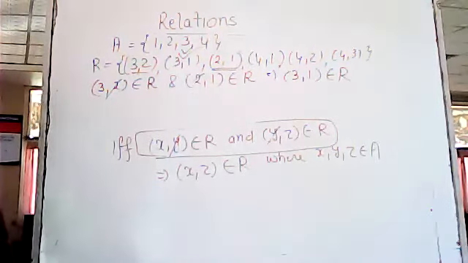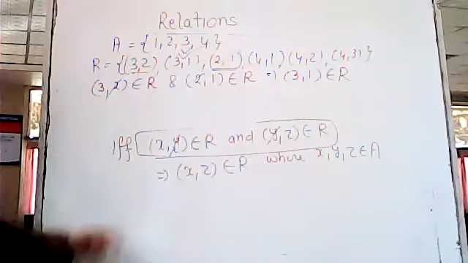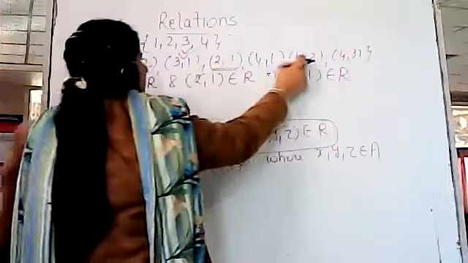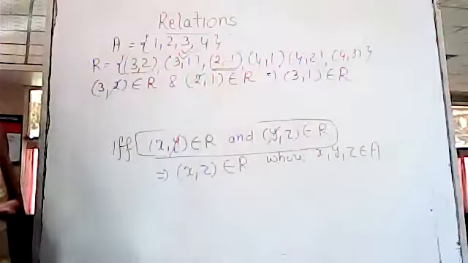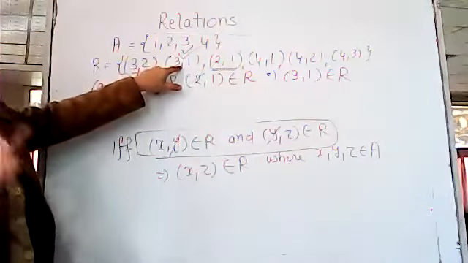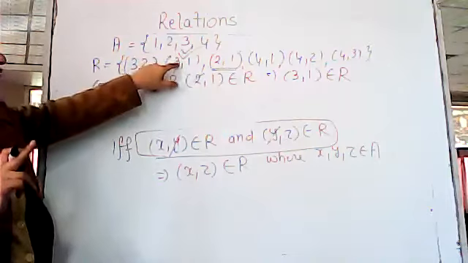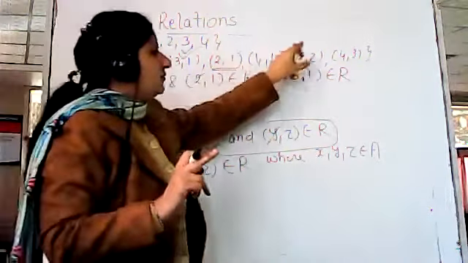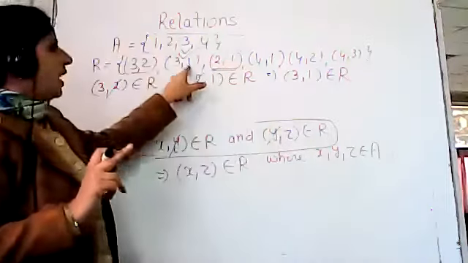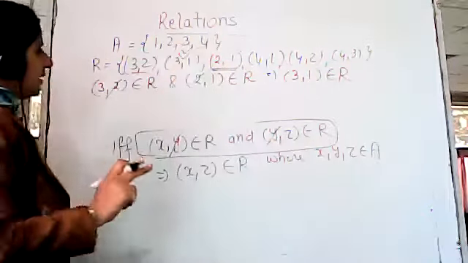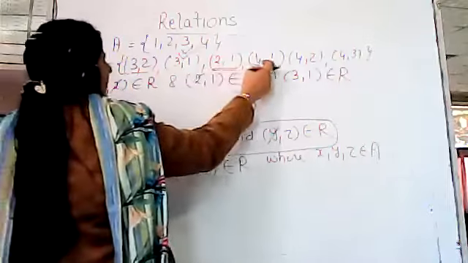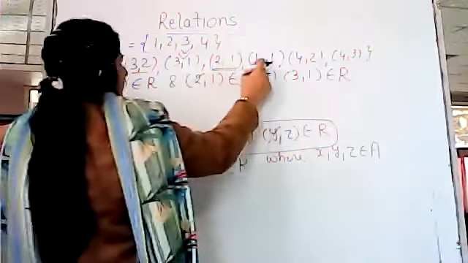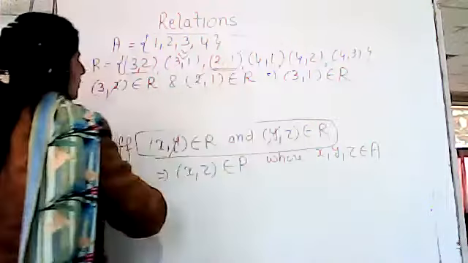Yes, ma'am. Okay, so the next pair is 3, 1, but there doesn't exist any ordered pair which starts from 1. It means we shall not check the condition for transitivity for this ordered pair, because there doesn't exist even a single pair which starts from 1. So leave this pair. Next is 2, 1. Again, there doesn't exist any pair which starts from 1. Leave it. Similarly, for 4, 1, leave this pair.